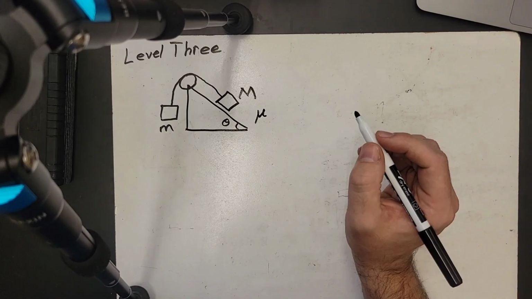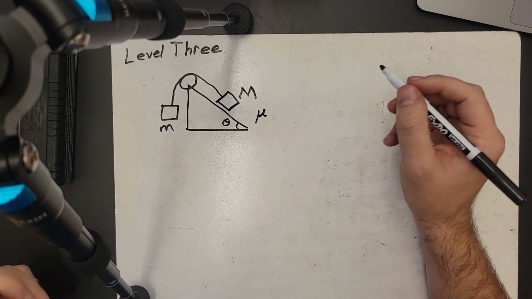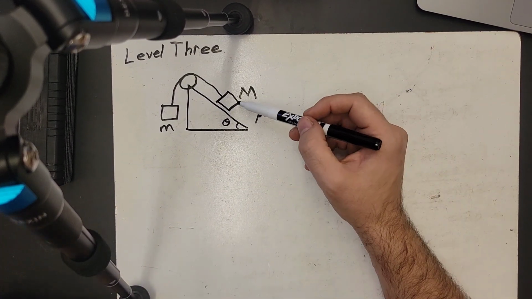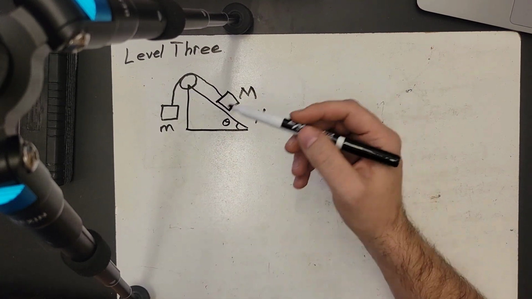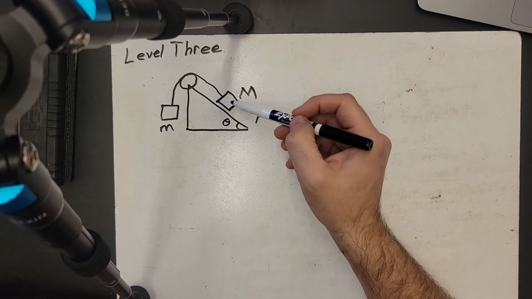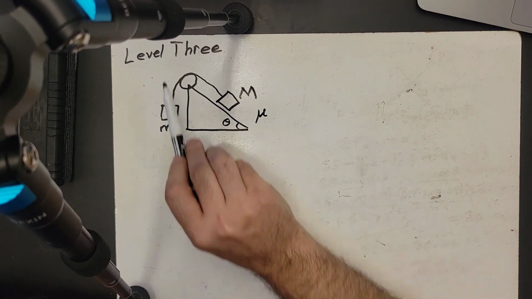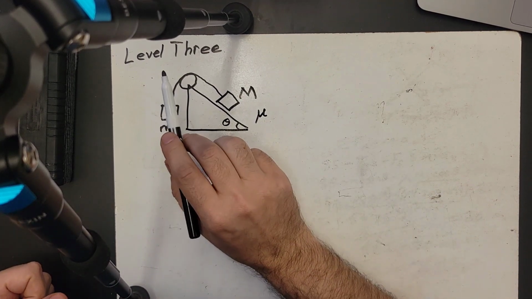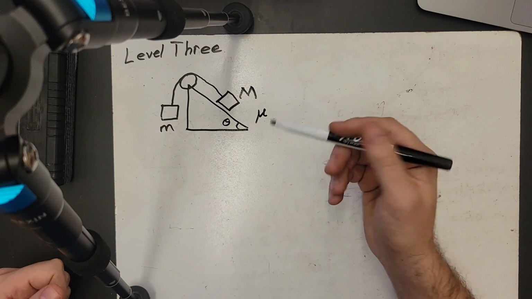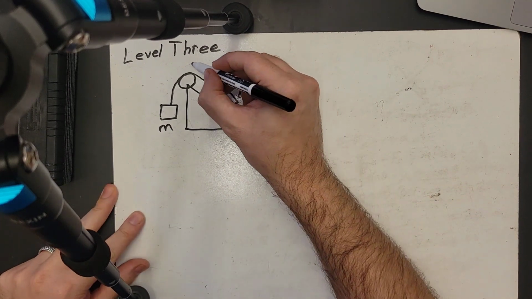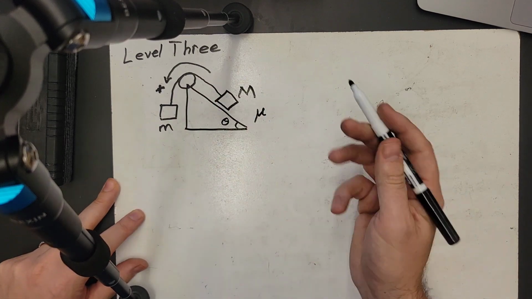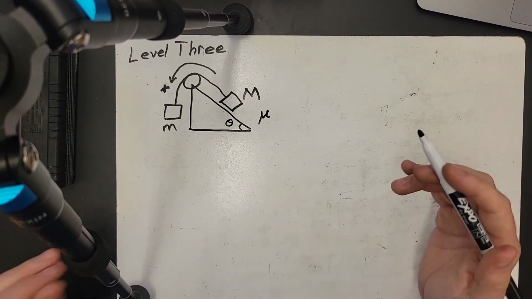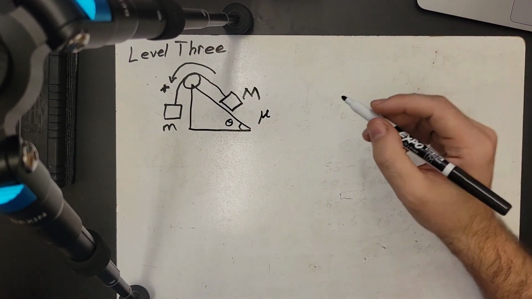Yay! Here we are, level 3. I got a block. It's being pulled up a ramp by this thing as it falls. At least I'm assuming that's how it's going. Technically, this one could be going down the ramp, and this one could be pulled up. I just straight up don't know. We're going to assume, though, that's my positive direction. Why? Because I got to assume something. So I'm just guessing.